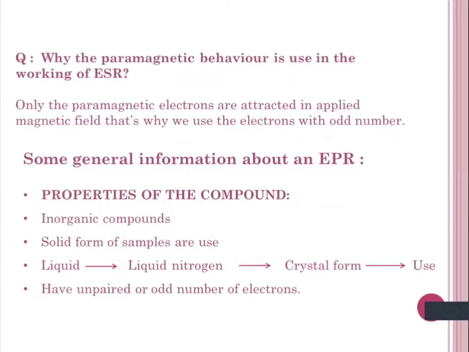Now, here is some general information about EPR, which is electron paramagnetic resonance. Here are the properties of the compound we use in the electron paramagnetic resonance technique. The compound used must be inorganic and always present in solid form. If it is present in liquid form, like liquid nitrogen, we convert it into crystal form and then use the compound. And the compound must have unpaired or odd number of electrons.